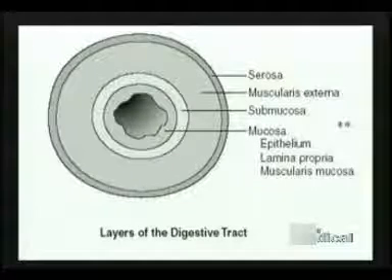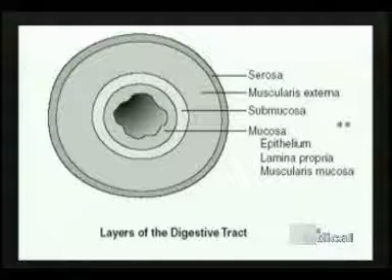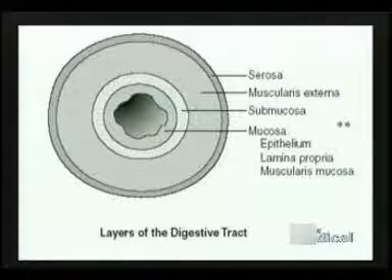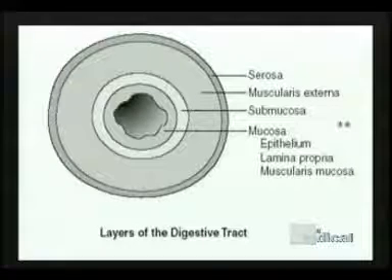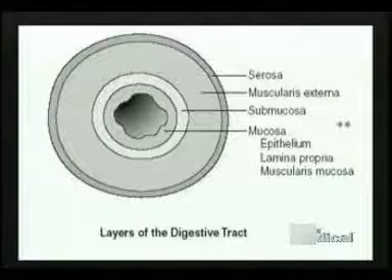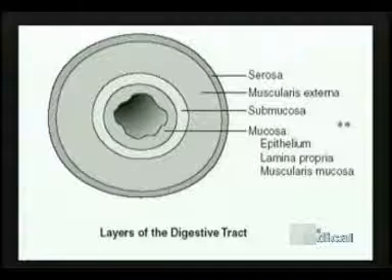And in various parts of the GI tract, there may be a serosa or peritoneal covering, either completely or virtually completely covering a layer or a portion of the GI tract that's peritoneal, or only partially covering a portion of the GI tract if it is secondarily retroperitoneal.